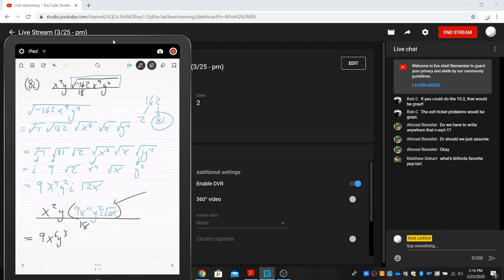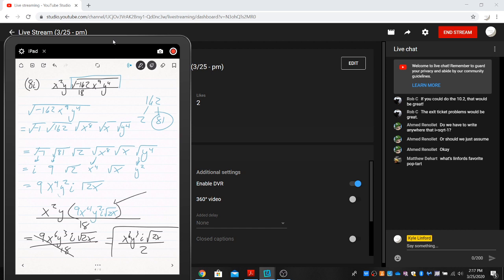So let's see, x squared and x to the 4th is x to the 6th, y and y squared is y to the 3rd. We still have i and root 2x, and that's over 18. Well, we can simplify one step further. 9 and 18 can simplify. So we have x to the 6 on the top. We have a y cubed, an i, a root 2x, and on the bottom, we have a 2. Hopefully this part makes sense to everybody.